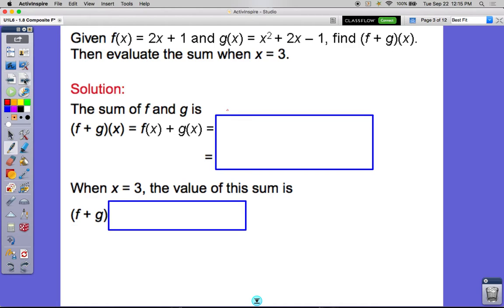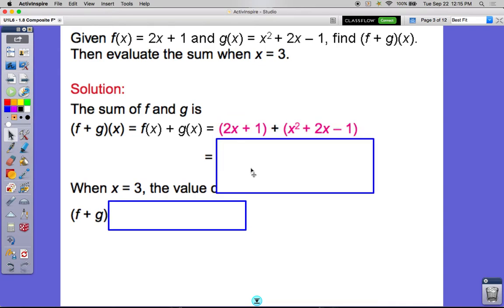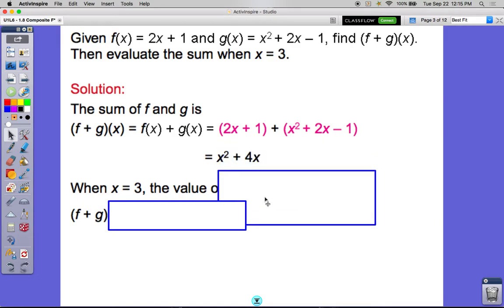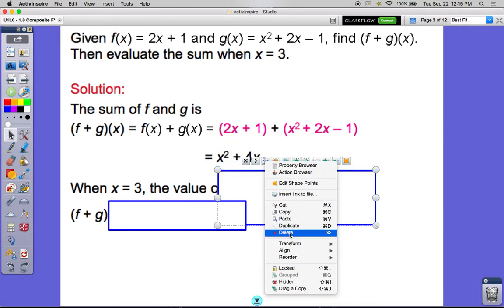The sum of f and g is just like we did before. We take f of x plus g of x. So if you want to try this out, go ahead and pause. If not, let's take a look. So f of x plus g of x is 2x plus 1 plus the whole quadratic expression of x squared plus 2x minus 1. Combine like terms, we end up with, oh, interesting. So plus 1 minus 1 kind of took care of itself.